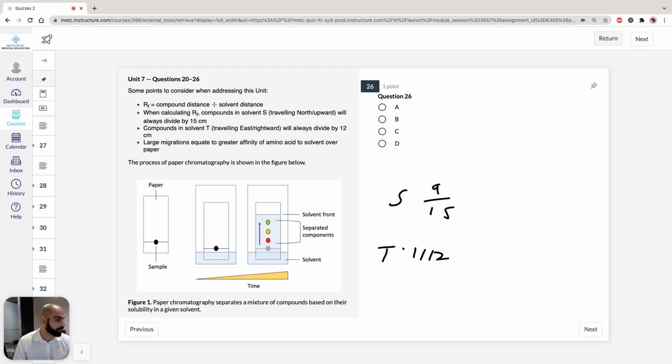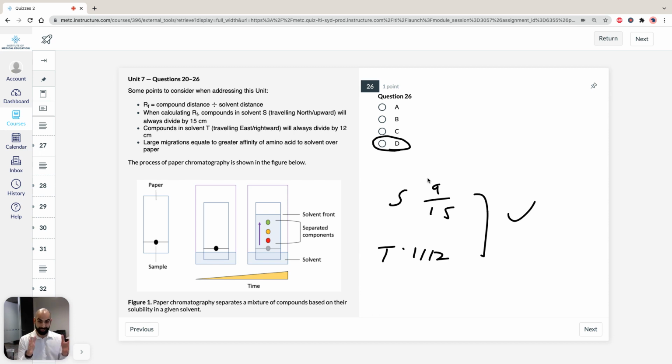So if we go back now to the options, option 1, lysine has a greater affinity for solvent S than for the paper. That's correct. Option 2, lysine has a greater affinity for solvent T than for the paper. That's incorrect, we just saw it doesn't. And number 3, lysine has a greater affinity for solvent S than for solvent T. Yes, that's correct. So options 1 and 3 are correct, and the correct option is going to be D, so 1 and 3. That's your answer.